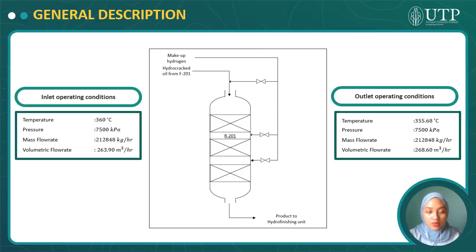So the hydroisomerization reactor will receive hydrocracked oil from furnace F201 and will be sent to the hydrofinishing unit. In the reactor, there will be some hydrogen quenching. And here are the inlet operating conditions, where the temperature is 360 degrees Celsius, while the pressure is 7,500 kPa. Similarly for the outlet operating conditions as well.